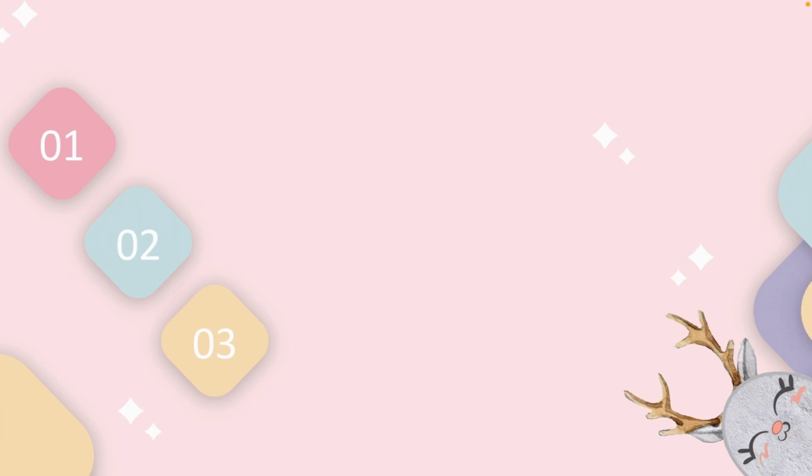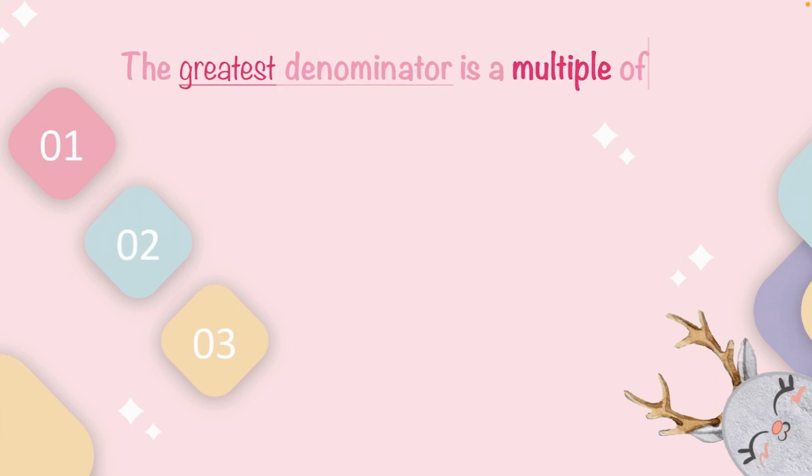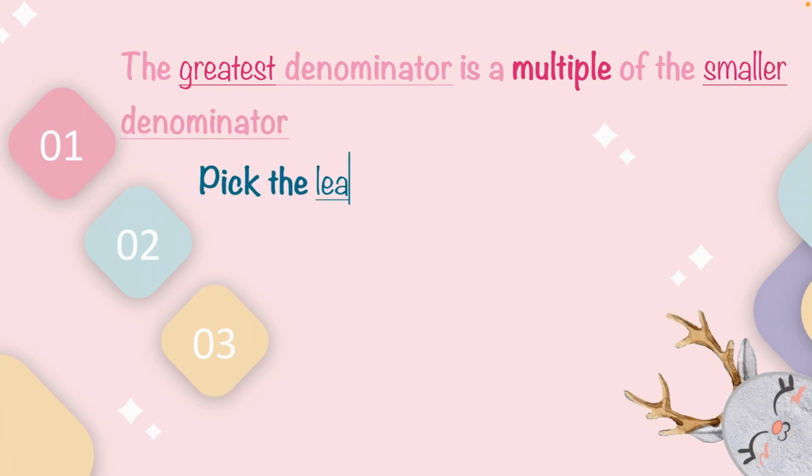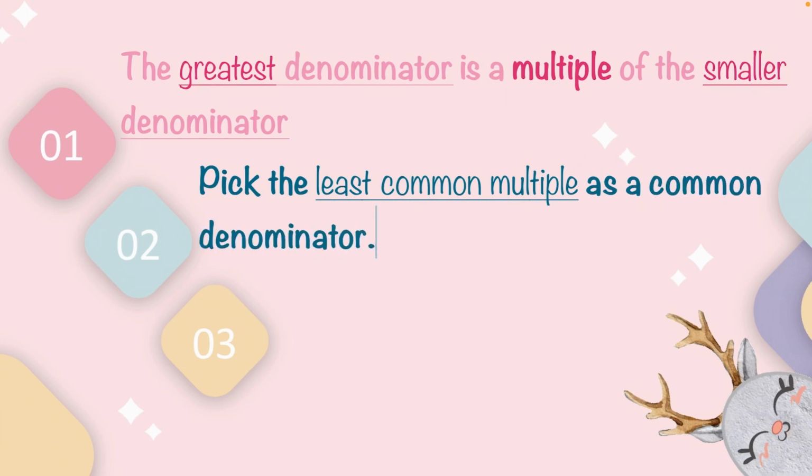How to have a common denominator for two fractions or more? When the greatest denominator is a multiple of the smaller denominator, or we can pick the least common multiple as a common denominator, or we can apply the switch and switch method.